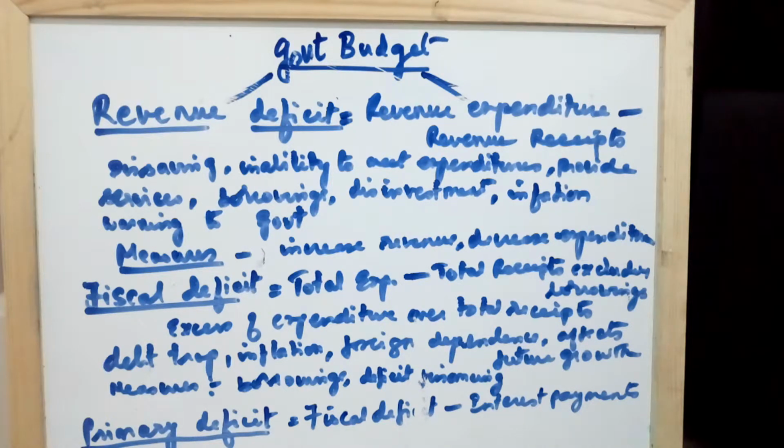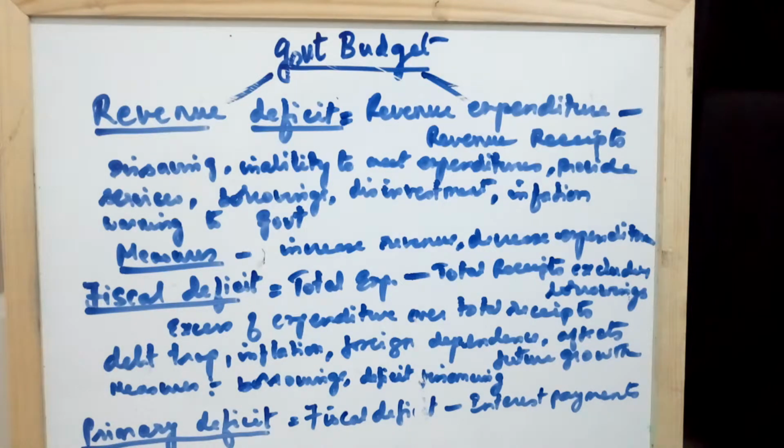With reference to budget of Indian government, budgetary deficit can be of three types. One is revenue deficit, the next fiscal deficit and primary deficit. Revenue deficit: revenue expenditure minus revenue receipts. So the difference between revenue expenditure and revenue receipts is revenue deficit. When there is excess of revenue expenditure over revenue receipts, there is a revenue deficit.